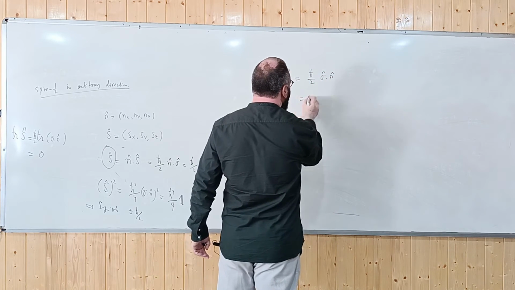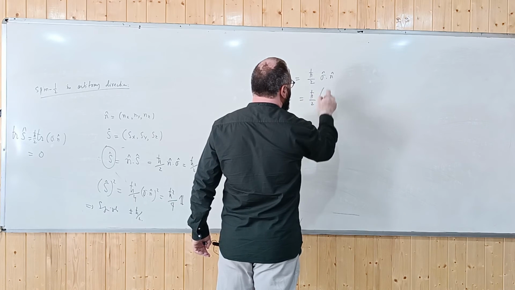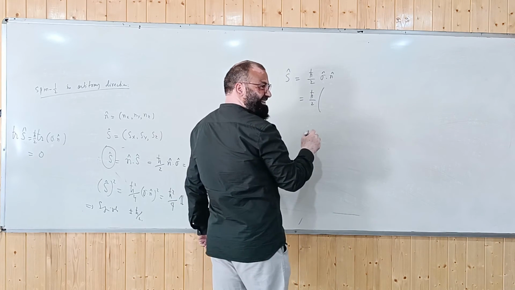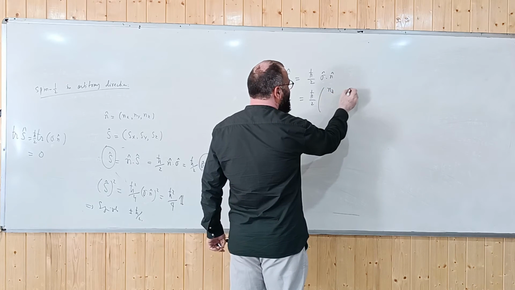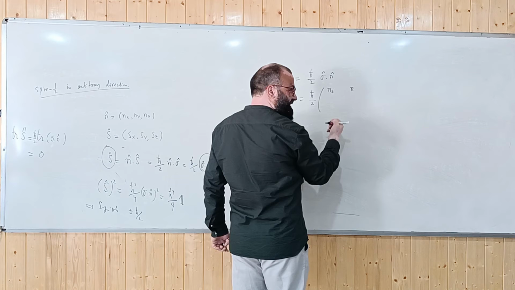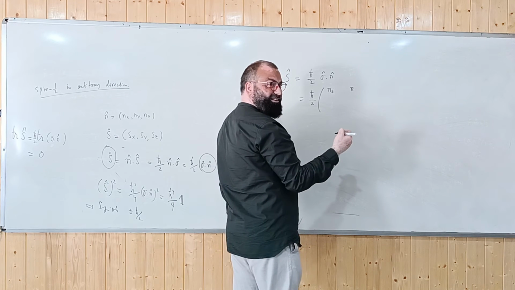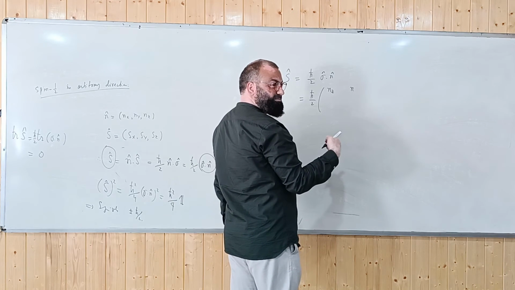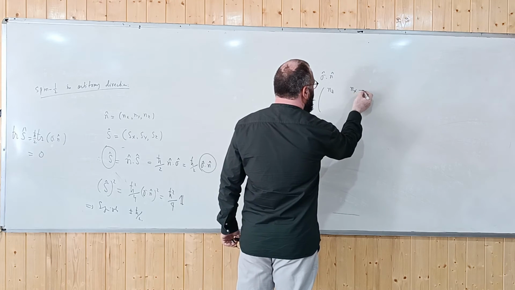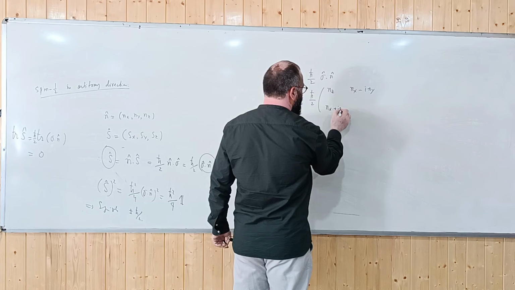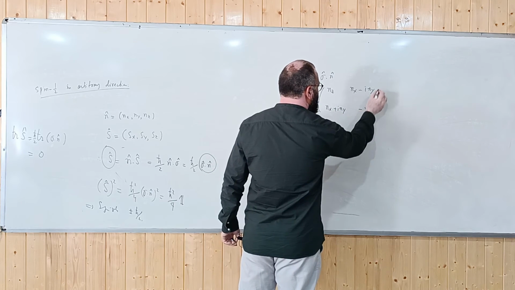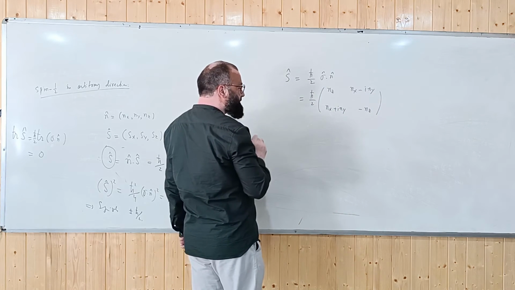So how does it look now? H-bar by 2. What is sigma dot n now, in terms of the matrix? It will be nz, nx minus i ny, nx plus i ny, minus nz. Okay? Now let's use a parameterization.